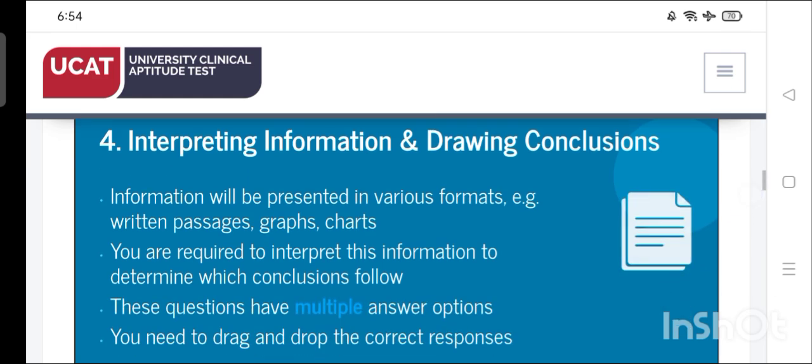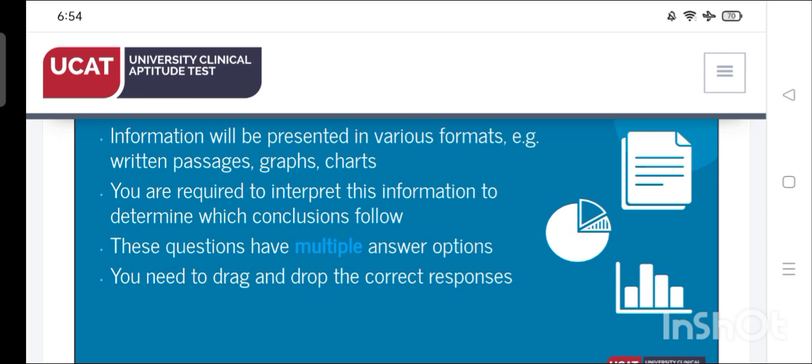Next we have the fourth type, which is interpreting information and drawing conclusions. Information will be presented in various formats, for example written passages, graphs, charts. You are required to interpret this information to determine which conclusions follow. These questions have multiple answer options. You need to drag and drop the correct responses.